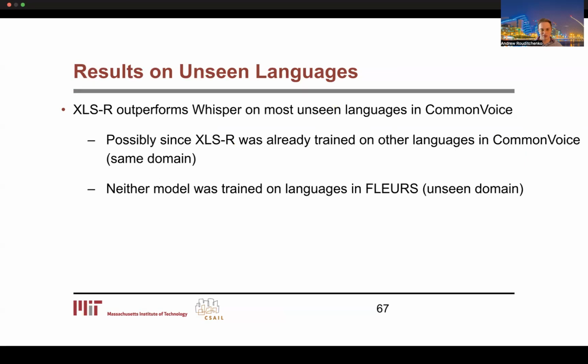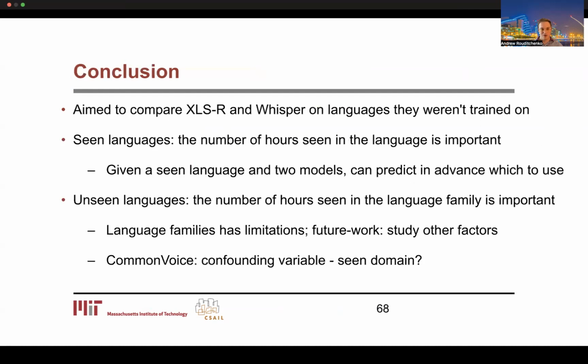And we think this is possibly since XLSR was already trained on other languages in Common Voice, meaning it was the same domain. And neither model was trained on languages in FLEURS, so we consider it to be an unseen domain. So in conclusion, we aim to compare XLSR and Whisper on languages that they weren't trained on.